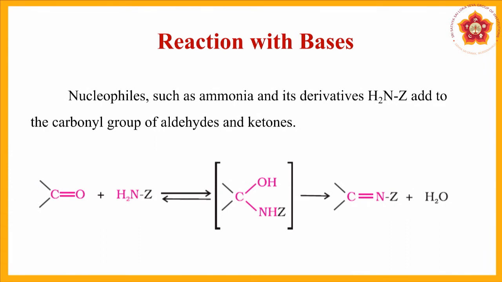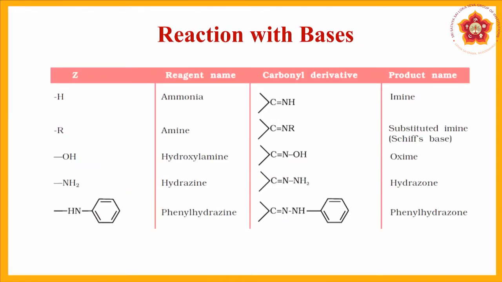So this is how various types of compounds can be generated, depending on which bases are present. With ammonia we can get imines, with other substituted alkyl groups we get compounds which we call Schiff bases. Hydroxylamines, hydrazine, and various other types of compounds are also obtained.